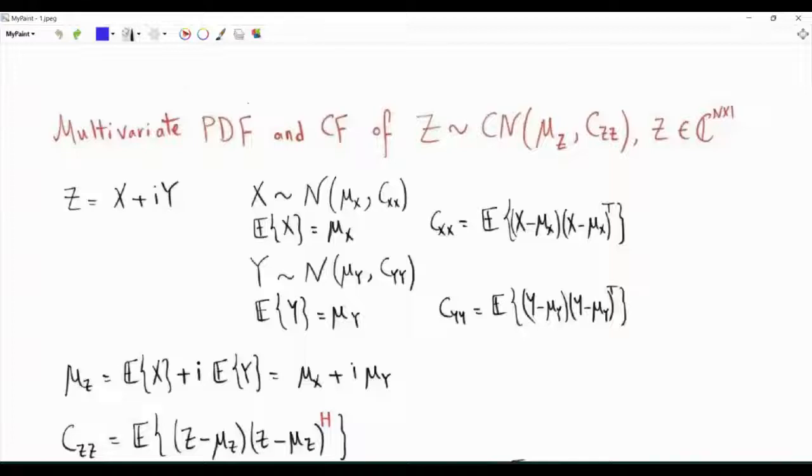Bismillah ar-Rahman ar-Rahim. I will talk about the probability density function and characteristic function of a random vector Z. Z is Gaussian, complex valued, circularly symmetric. It has a mean vector mu Z and a covariance matrix CZZ.